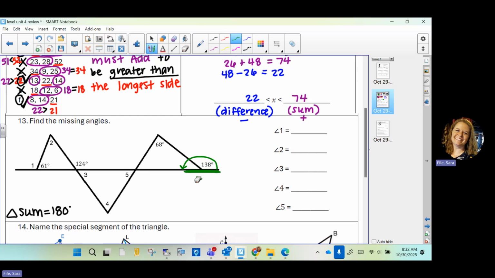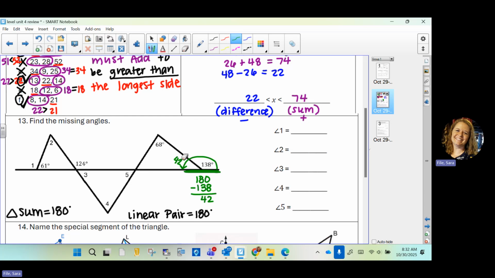Good. 180 minus 138, because they're a linear pair. They form a line. A line is 180. If you need to write that at the bottom too, line is 180. Or you can write linear pair equals 180. That's the other piece that we need. Those are the two main rules that we're using for this type of question. So 180 minus 138 leaves us with 42. So this angle is 42.